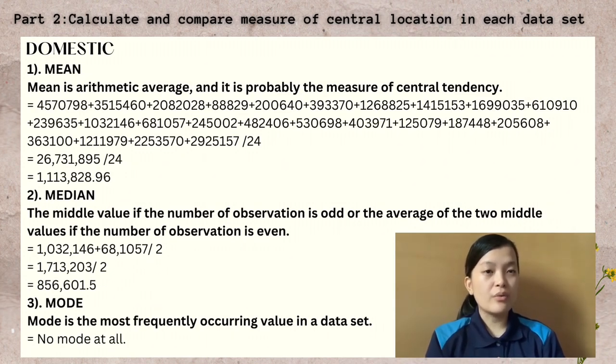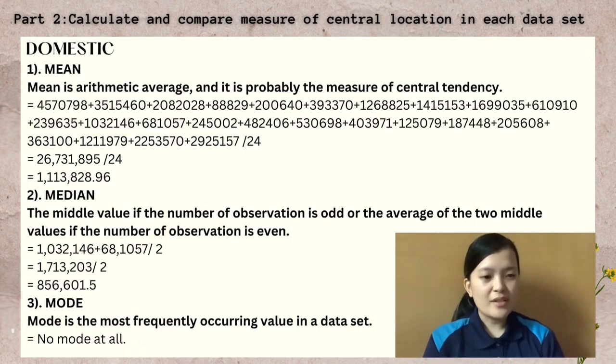To calculate the measure of central location of each dataset, first we look at domestic airlines. The first step in finding the mean is to calculate the sum of the domestic airline dataset, which is 26273.95, and divide it by the number of datasets, which is 24. So we can get the answer for mean is 1112828.96. The next step, we calculate the median by summing the two middle values of the domestic airline dataset and divide the answer by 2.